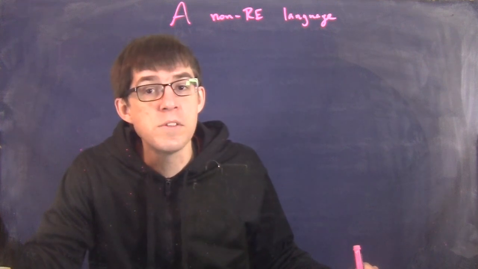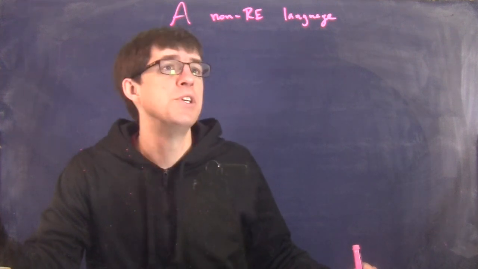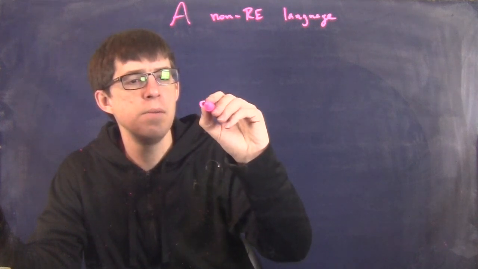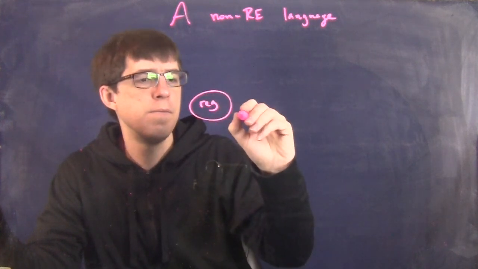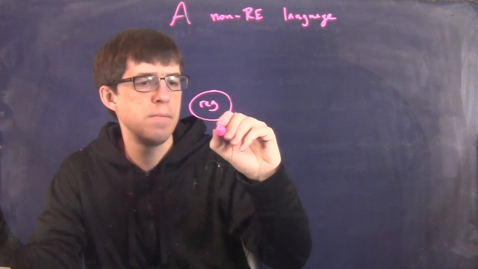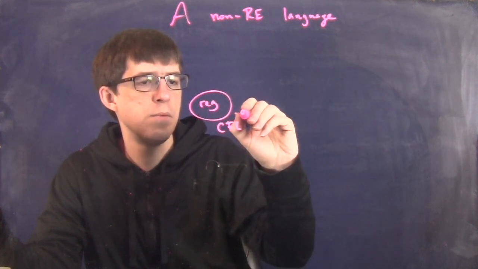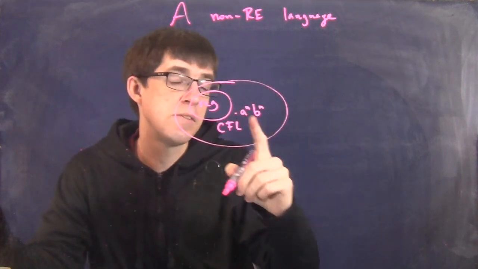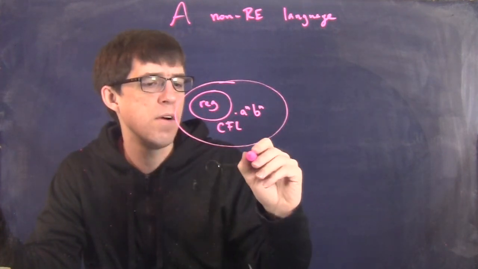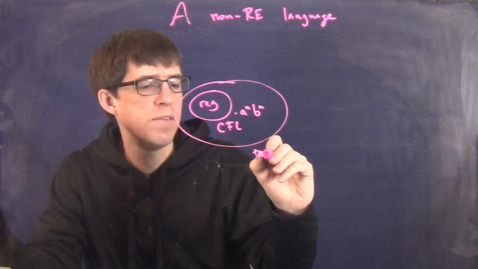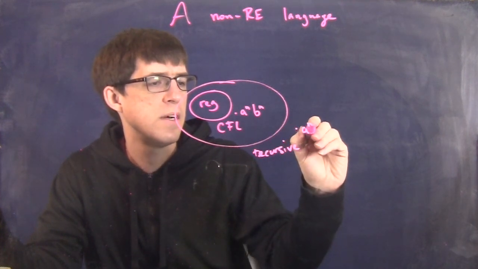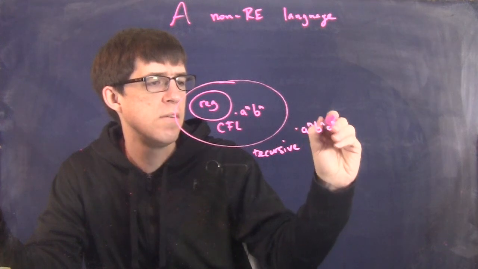A non-recursively enumerable language. Remember the sort of diagram that I've drawn several times of types of languages, right? There's the regular languages, which are a subset of the context-free languages. Something which is context-free but not regular would be a^n b^n. Then there are the recursive languages. Something which is recursive but not context-free is a^n b^n c^n, right?